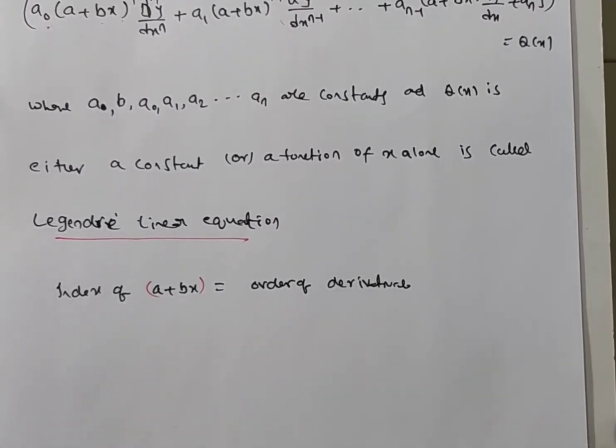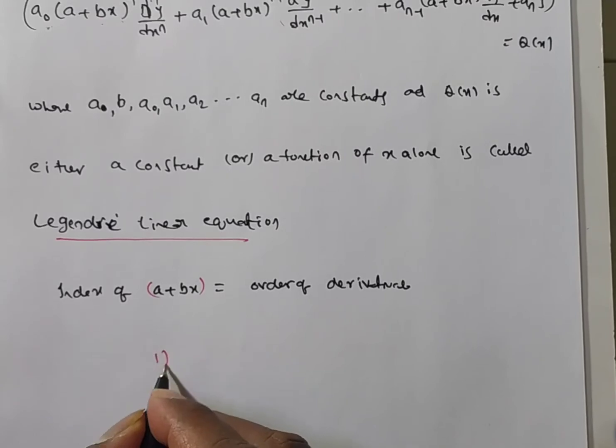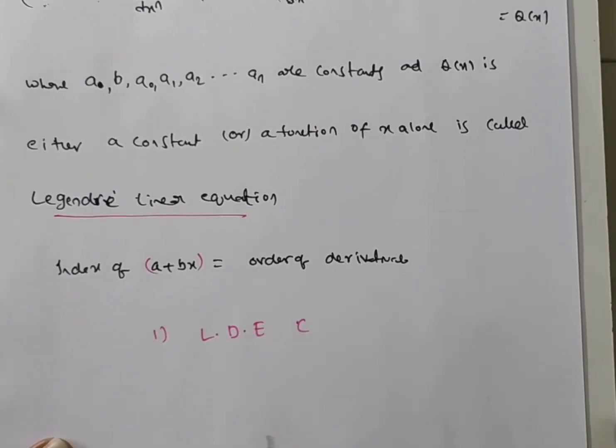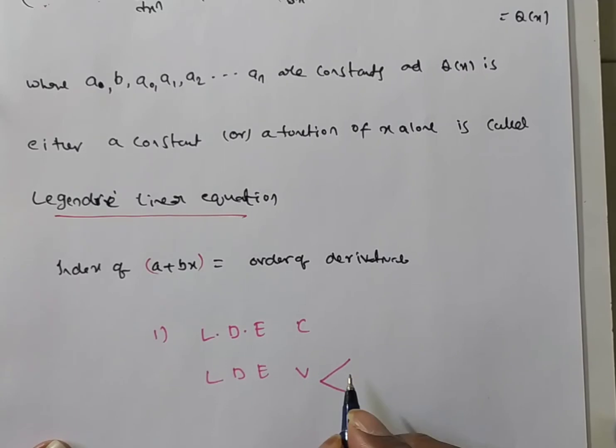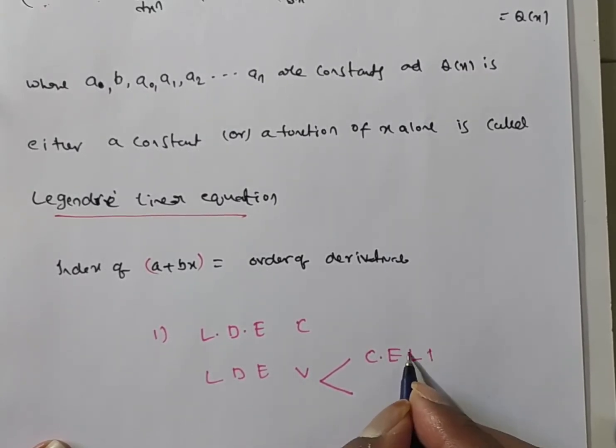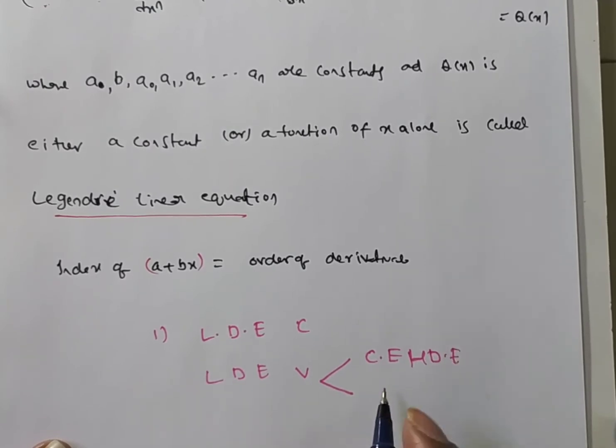Friends, you see, the first type we have is linear differential equation with constant coefficients. The next type, the second one, is linear differential equation with variable coefficients. In these variable coefficients, we are divided into two parts in this unit especially. That is Cauchy-Euler homogeneous differential equation. Another one is Legendre's linear differential equations.